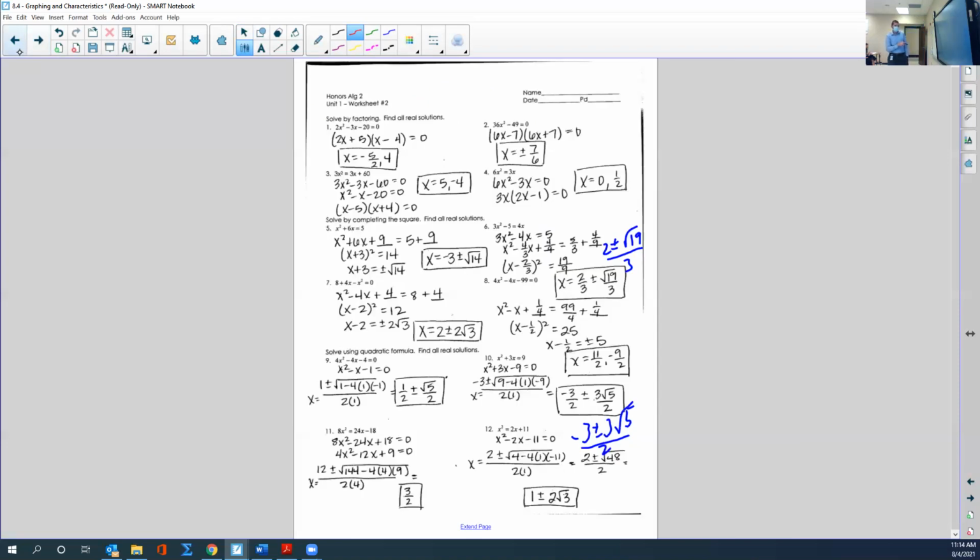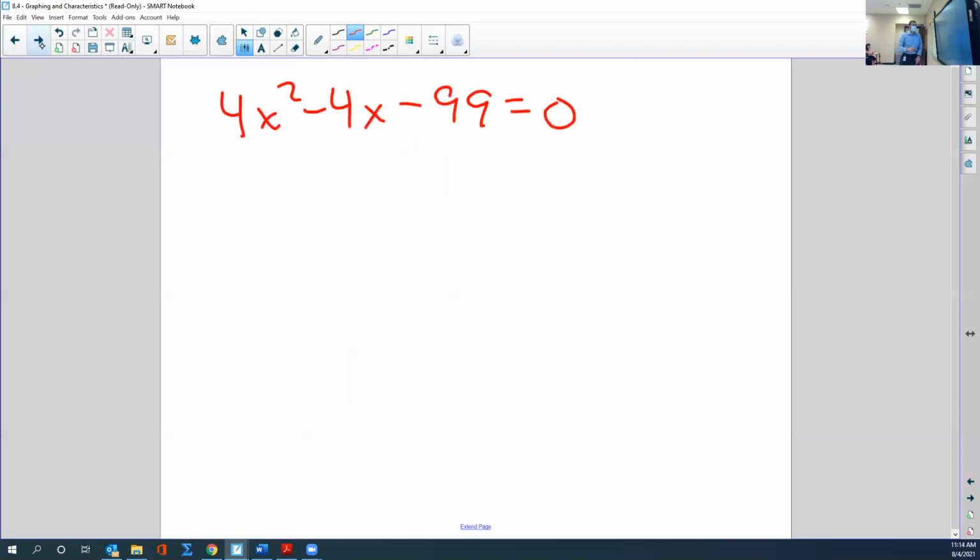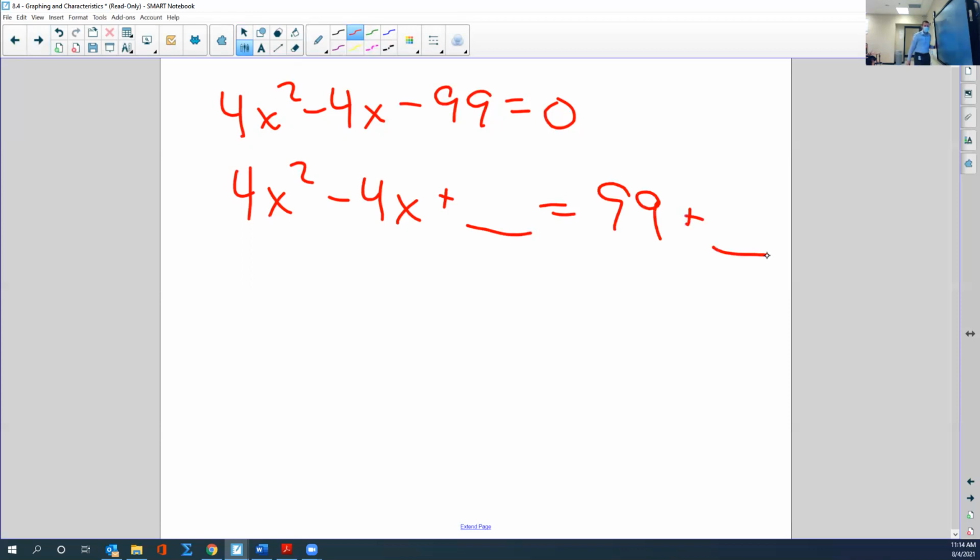Factoring or completing the square, right? So what you want to do is isolate and get the constant on the other side. We have something like that. We need to get A to be 1. We need to kind of trick A to be 1. There are 2 different approaches to that. I talked about factoring out your 4 and leaving it there.